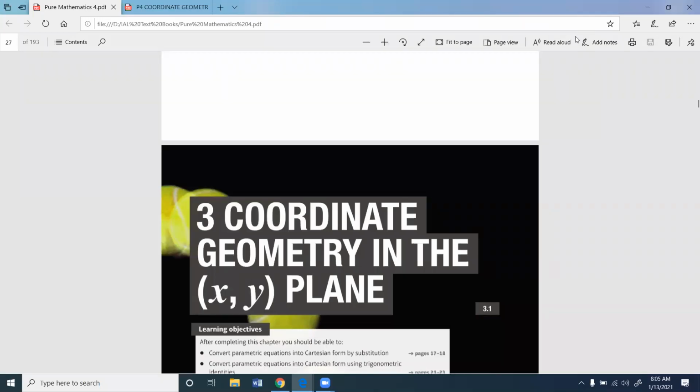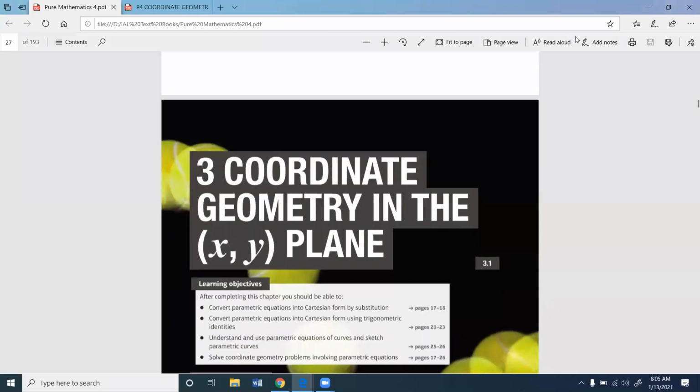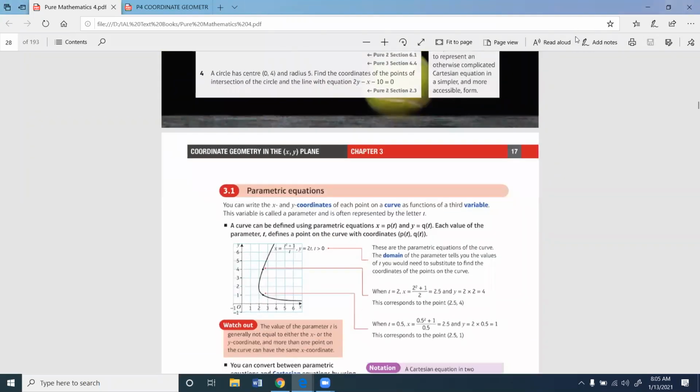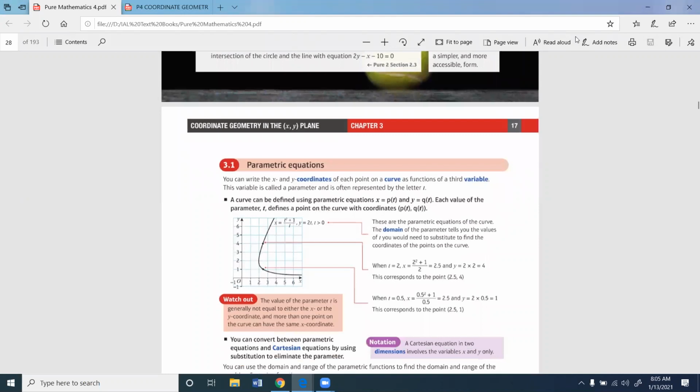Today our topic is to learn about coordinate geometry in the XY plane. This is the topic we are going to start today. First we have to understand what we mean by a parametric equation. So the topic is coordinate geometry in the XY plane. We just learned some related topics previously, the straight line and the circle.